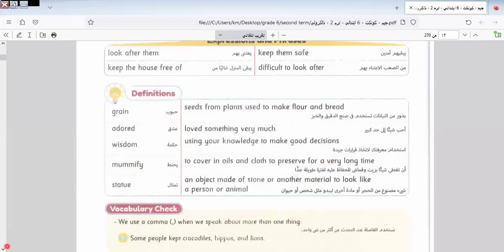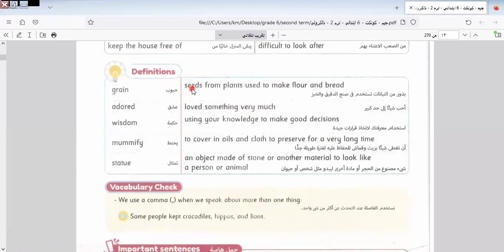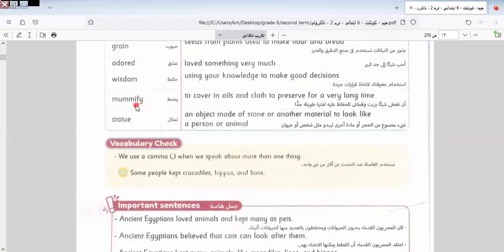Here we have some vocab. Let's learn it together. Grain: seeds from plants used to make flour and bread. Adored means love something very much. Wisdom: using your knowledge to make good decisions. Mummify: to cover in oils and cloth to preserve for a long time. Statue: as we told you before, artifacts like statues.